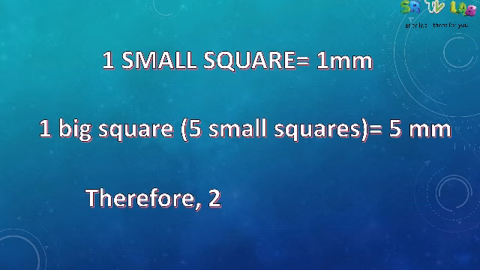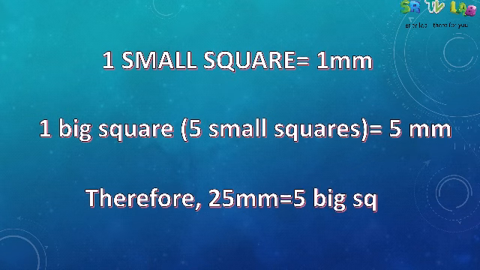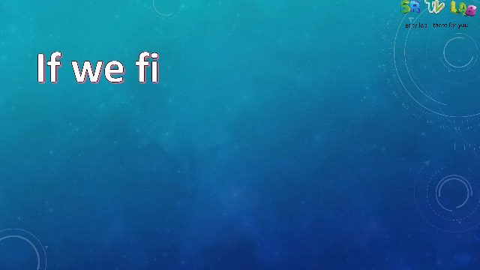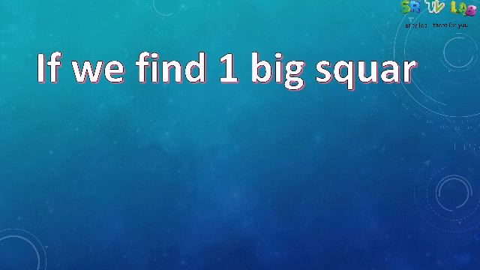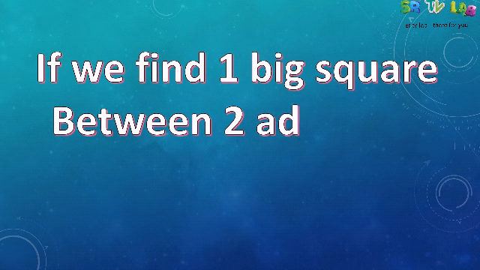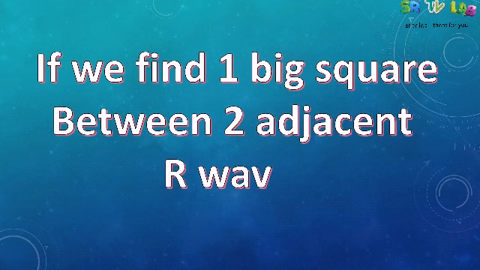Good. Therefore, what you should know is 25 millimeters equals then to 5 big squares, but also equals to how many small squares? 25 as well. So now, if we find one big square between two adjacent R waves, R wave will represent like one cycle of the heart.